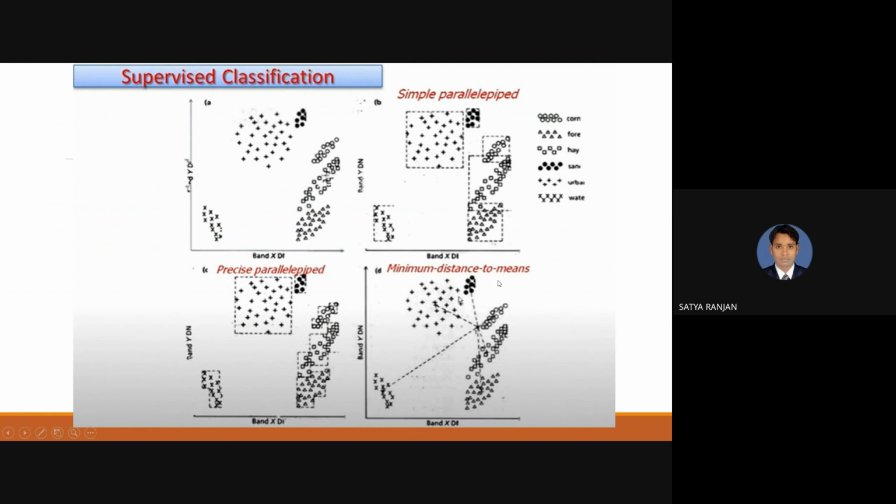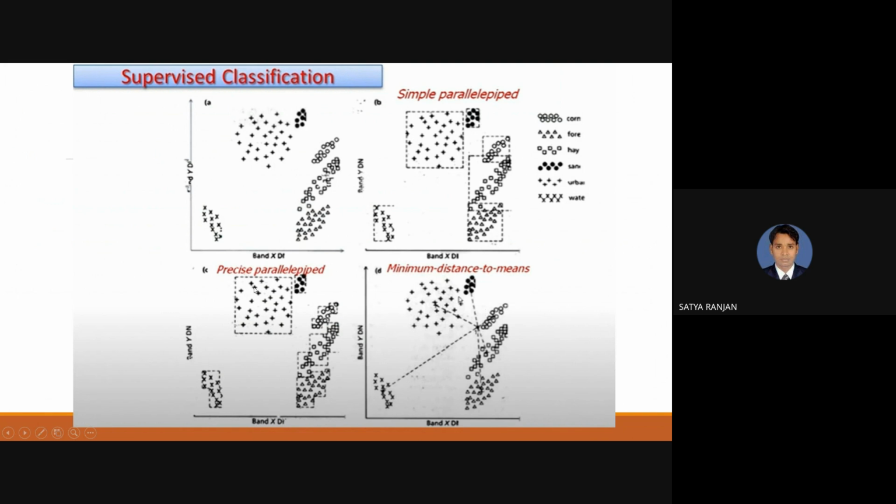Then minimum distance to mean. In this technique, there are principal lines. From this point, what is the distance of these classes, and what is the distance of those classes? Based on the distance, these are the closely related pixels, so they are grouped as one class. These are the techniques which are used in the supervised classifications.